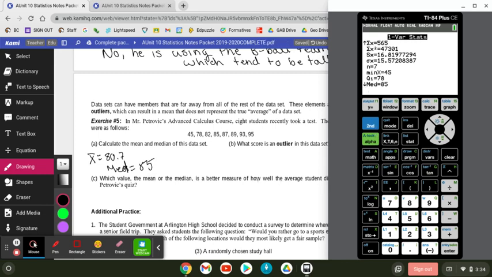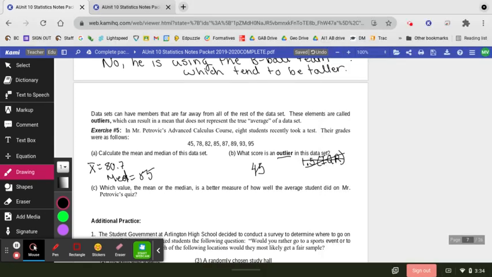Now it says, which score is an outlier of this data set? Well, if I look at this data, it's all pretty close to the 80s except for 45. So 45 is an outlier. Then it says, which value, the mean or median, is a better measure of how well the average student did in his class? And in this case, it's the median. The reason why it's the median is because the outlier greatly affects the mean.